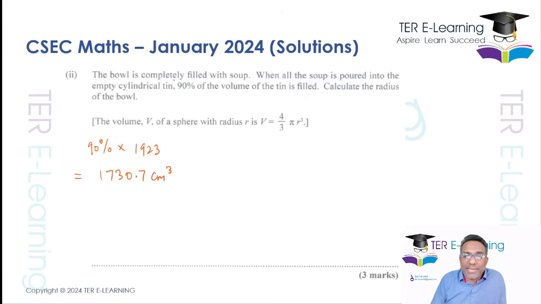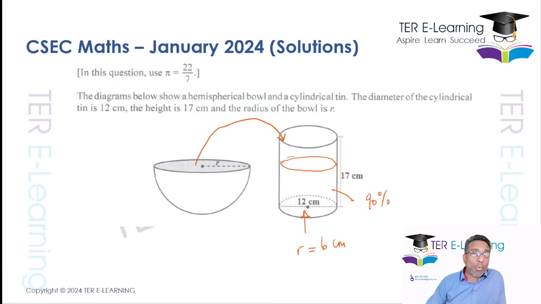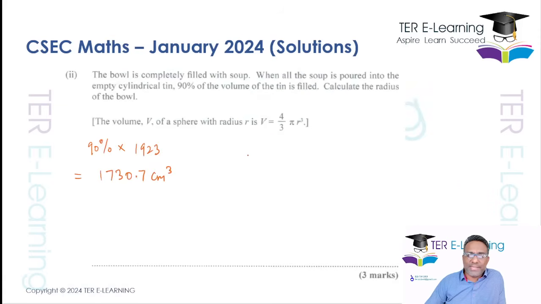All right, so they said the bowl was completely filled with soup. Now they're telling us the volume of a sphere. Now a sphere is like a ball, but this bowl here is a hemisphere. It's half of a ball. So in this case, we want to work out the radius of the bowl. Now the volume of a full sphere is going to be twice this amount.